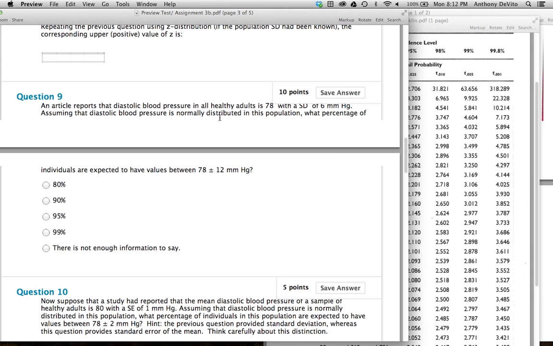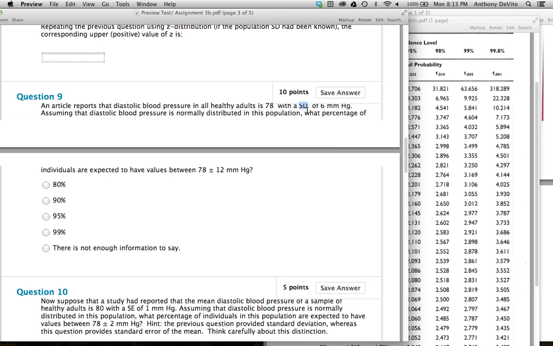Assuming that diastolic blood pressure is normally distributed in this population, what percentage of individuals are expected to have values between 78 plus or minus 12 millimeters of mercury? Well, standard deviation, it's asking about a population. This is not even a sample. There's no sample involved here. So we're just looking at the number.